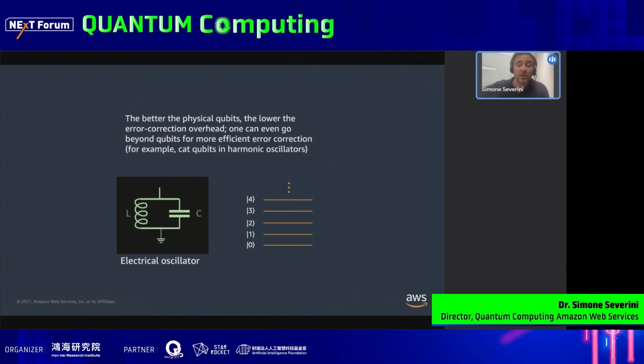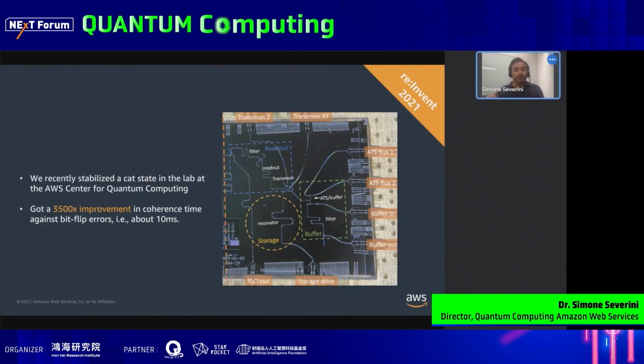And you can engineer your system to protect the cat state against bit flip, one of the two errors that can happen in quantum hardware. The other one is phase flip, as you know. And look, by following this approach at our center, this is the chip that we built there, and this dashed circle is the microwave oscillator where we implemented the cat qubit. This device has shown an experimental improvement of over 3,500 times in bit flip lifetime of the cat, with respect to the case where cats are not used.